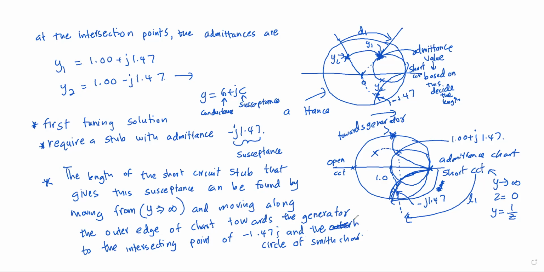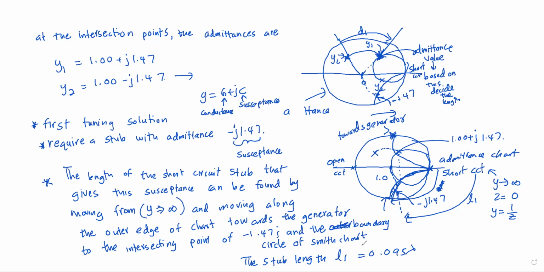And the boundary circle of the Smith chart. So the boundary circle is this. We take the intersection between the boundary of the Smith chart and the line, and we find the distance from the intersecting point towards the short circuit point. So this will complete the design. So the stub length that we will get will be 0.095 lambda.